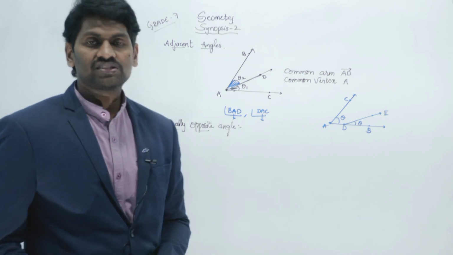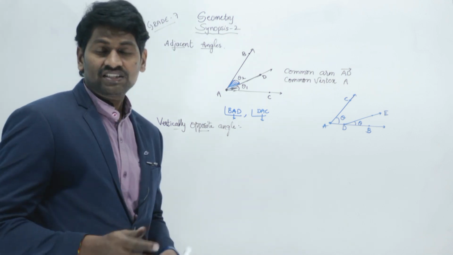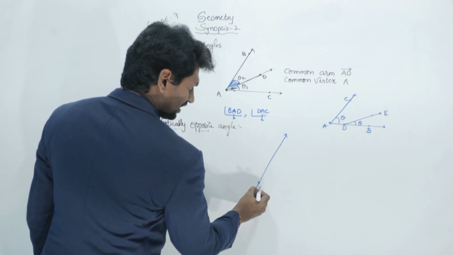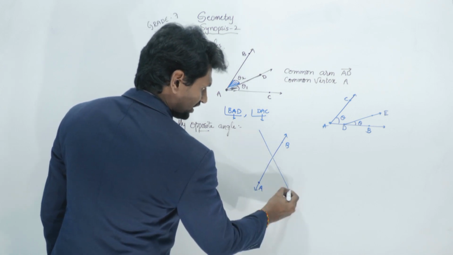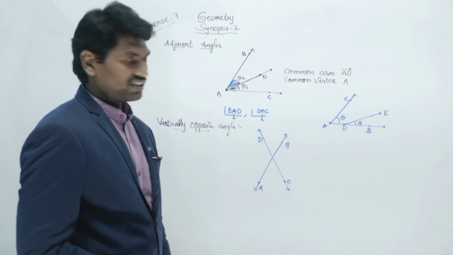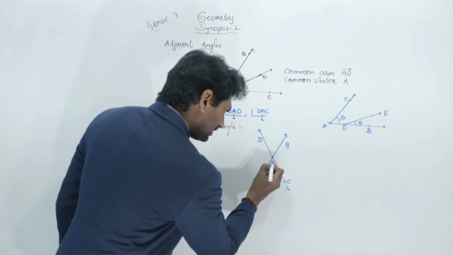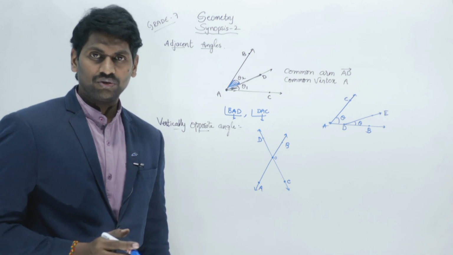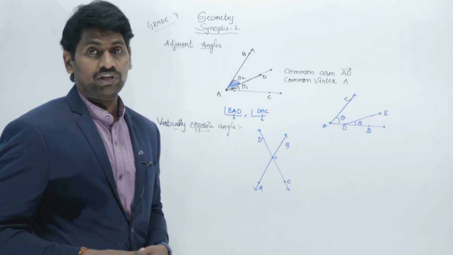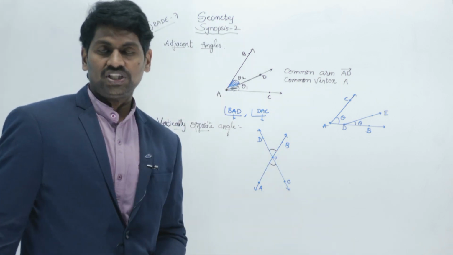So vertically opposite angles. Vertically opposite angles means when two lines intersect each other. AB is a line and I am taking CD as another line. AB and CD intersect at a point. That means both have a common point, an intersecting point. This one I am taking as O. If two lines intersect at one point, there is formation of two pairs of vertically opposite angles.